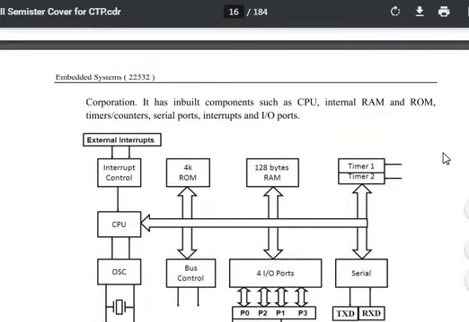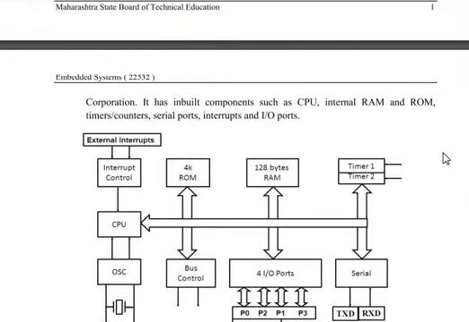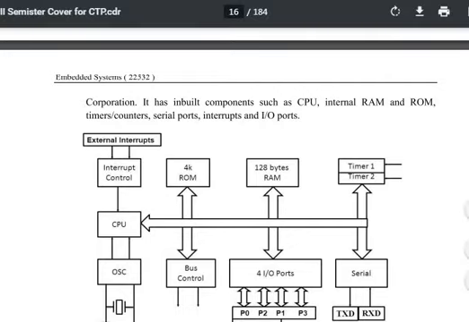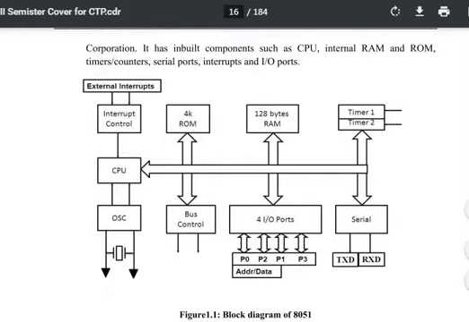In the block diagram, we'll see the CPU, internal ROM, RAM, timer counter, serial port and interrupts available. Step by step we'll see the particular things. It has 4 kilobytes of ROM, 128 bytes of RAM, and a total of 6 interrupts: reset, external interrupt 0, external interrupt 1, timer 0 interrupt, and timer 1 interrupt. It has 4 parallel IO ports, that is port 0, port 1, port 2, port 3.